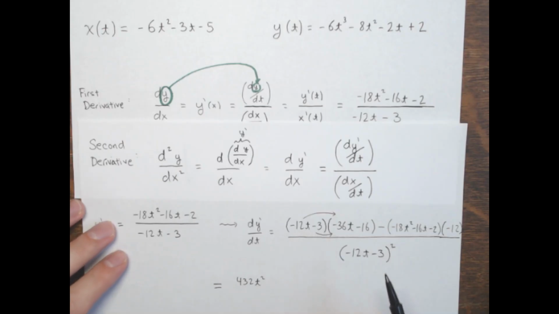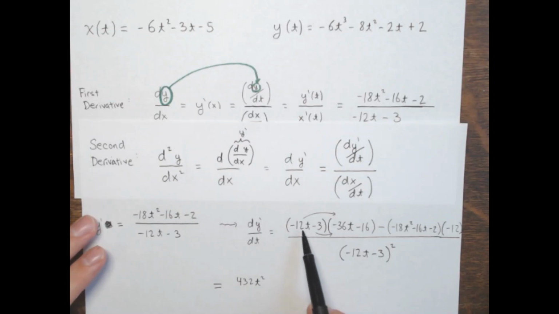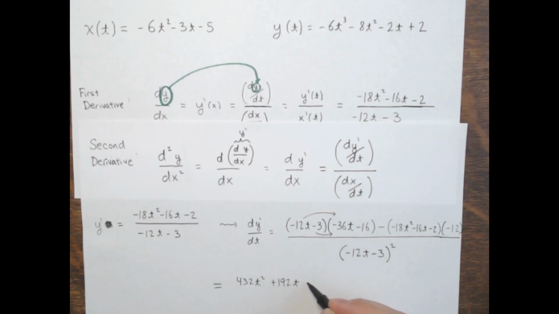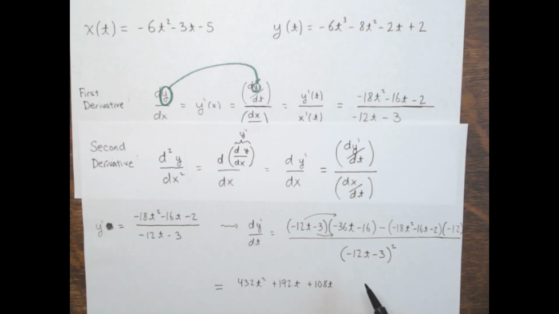Then 12 times 16, 192. So we've got plus 192t. So that's the negative 12t distributed. Then 3 times 36, 108. So 108t, and then plus 48, negative 3 times negative 16.